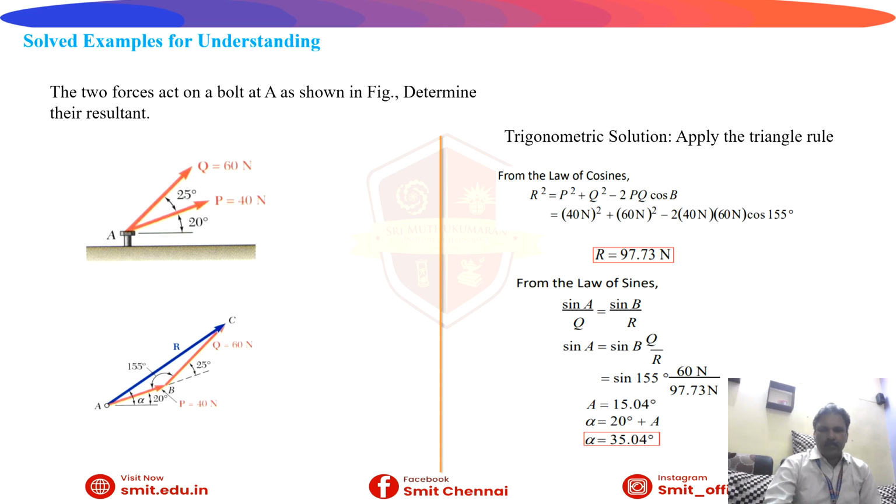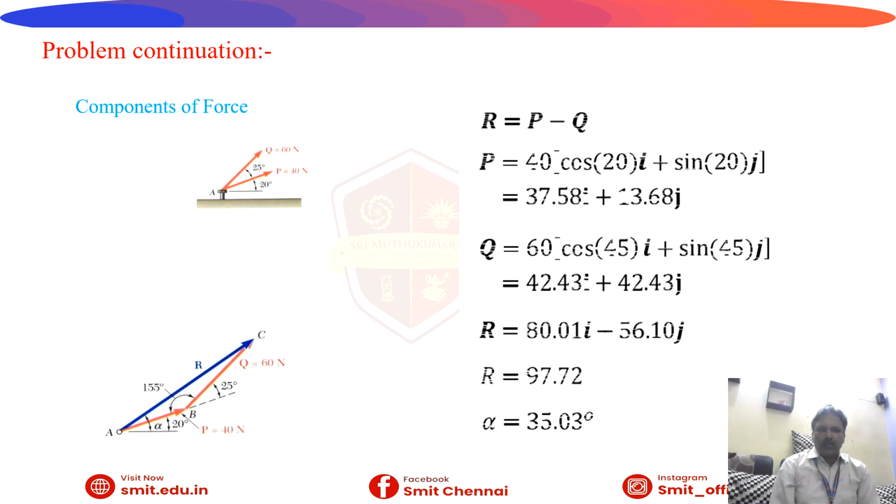Then components of force. Again this method, R equal to P plus Q, is another alternate method we are going to use here. Then taking 40 cos 20 i plus 40 sin 20 j, you get 37.58 i plus 43.68 j. Q also by a similar method. And finally, after adding them, you get the value 97.72. Alpha is equal to 35.03.